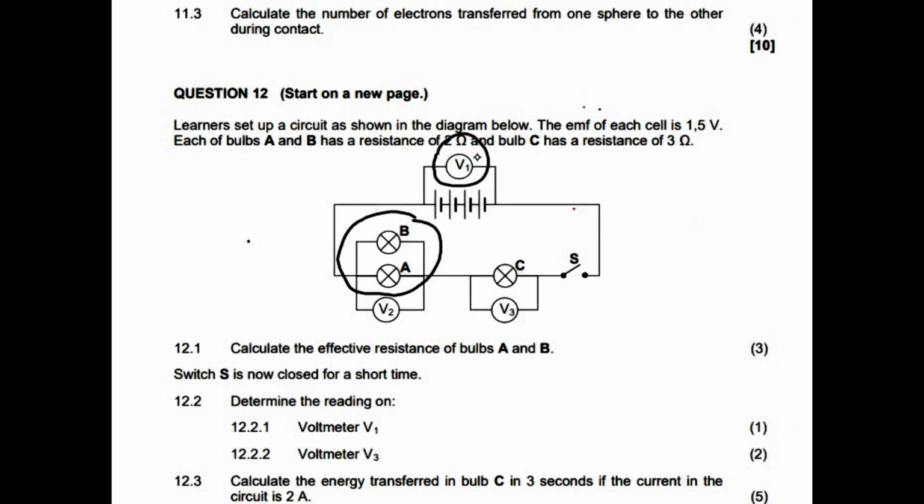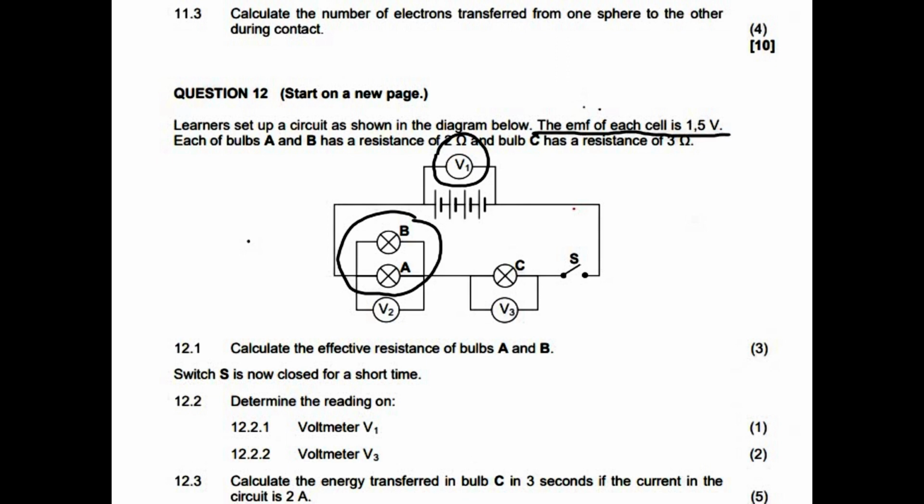This is a very interesting question and it carries very little marks, but I'm going to spend some time explaining it. Remember, in grade 10, we're learning the basics. If you understand these basics, grades 11 and 12 are going to be much easier for you. So, to answer this question, we first need to understand this statement here. The EMF of each cell is 1.5 volts.